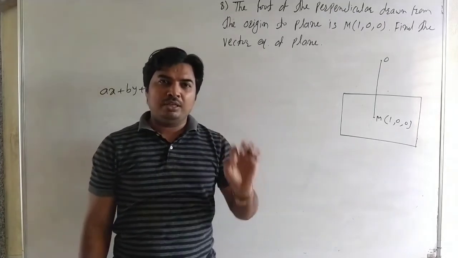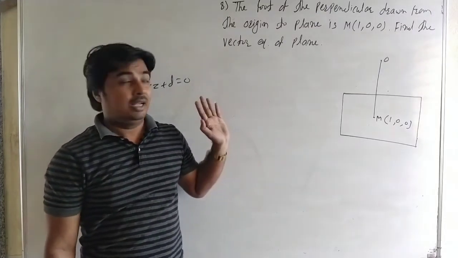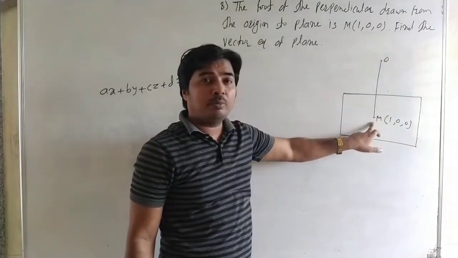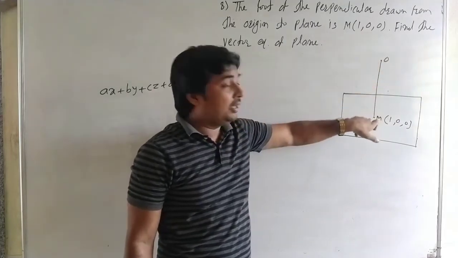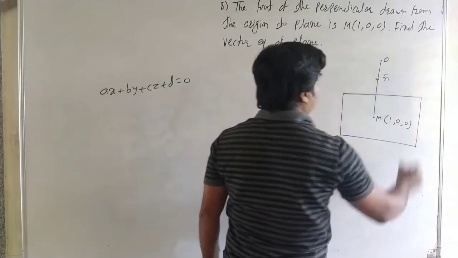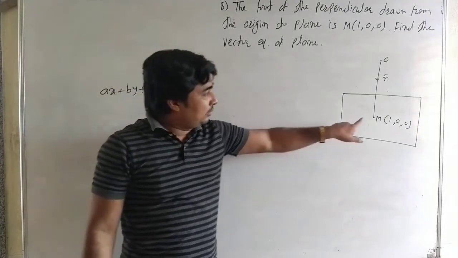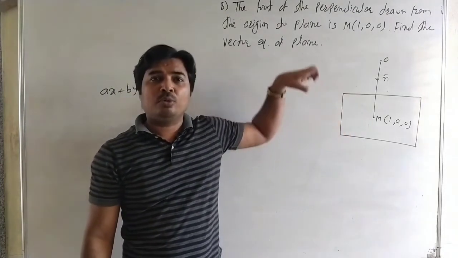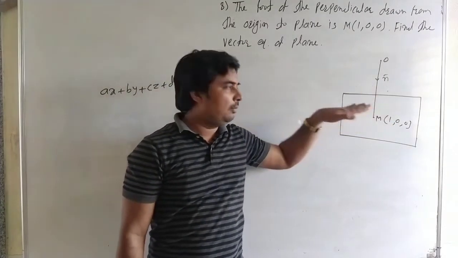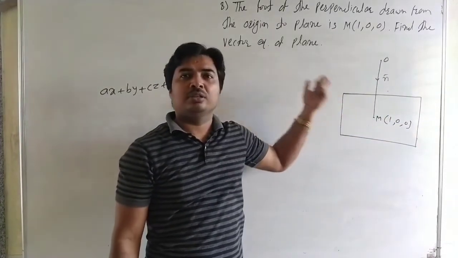To find the vector equation, we need a point the plane passes through and a normal to the plane. Here the perpendicular is drawn from the origin and its foot is M. That means OM is normal to the plane. Now M is the foot of the perpendicular, so the point M lies on the plane. That means the plane passes through point M. Now we have a point and a normal, so we can find the equation of the plane.